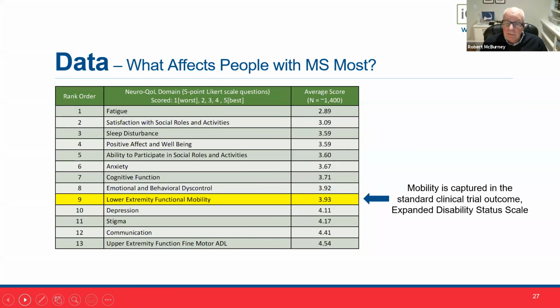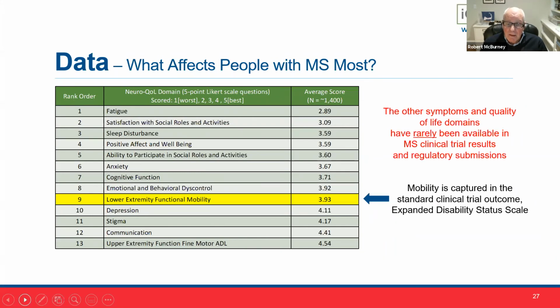To date, if you click again, the other symptoms and quality of life domains that affect people with MS have rarely been available in MS clinical trial results and regulatory submissions. So actually, we don't know, except for subsequent studies and small studies, what the effect is of some of the drugs on some of the symptoms that affect people with MS the most. So that's one of the things you can do with a registry that's collecting more than just clinical data that might appear in an electronic health record. Next slide, please.